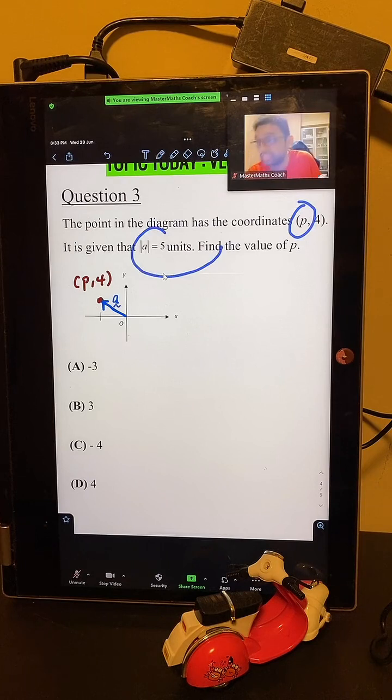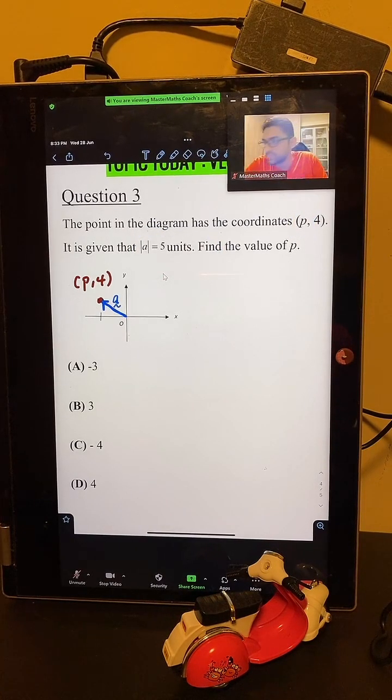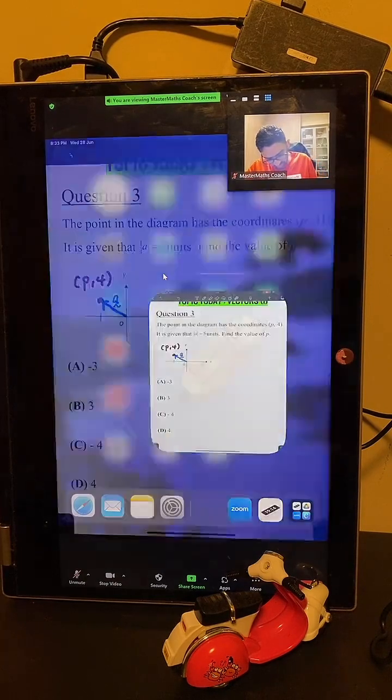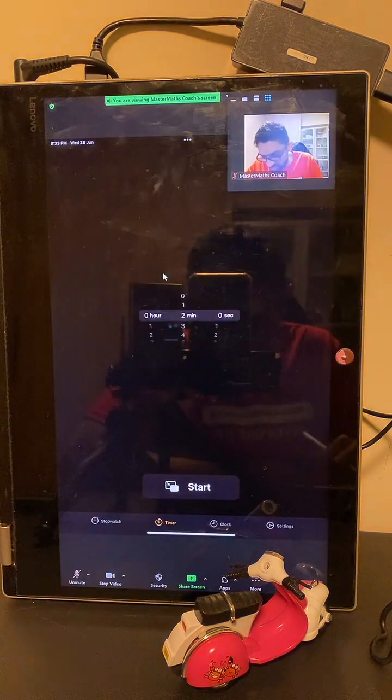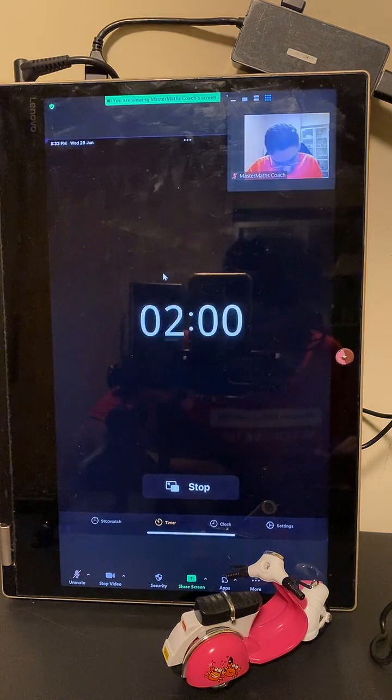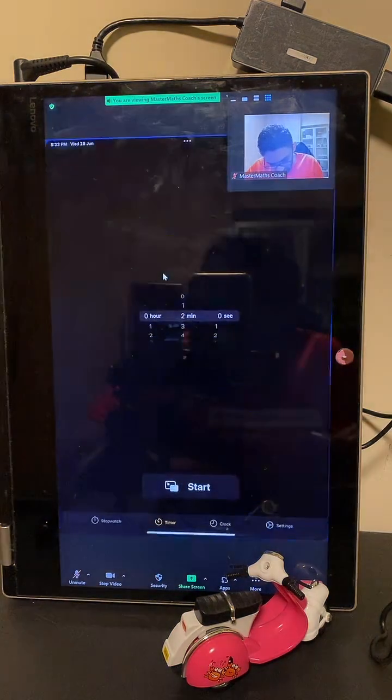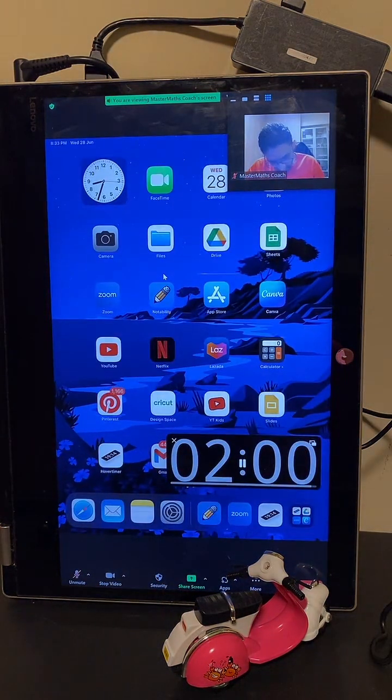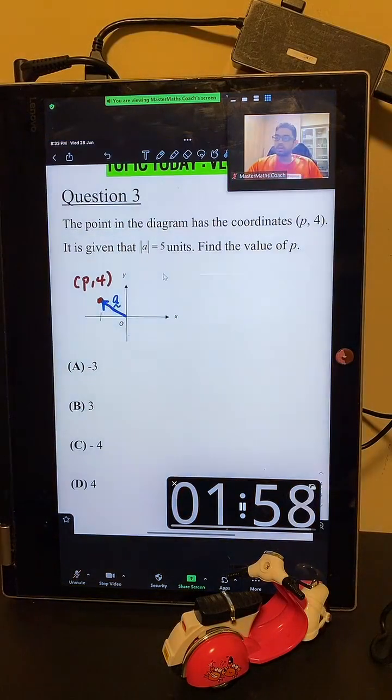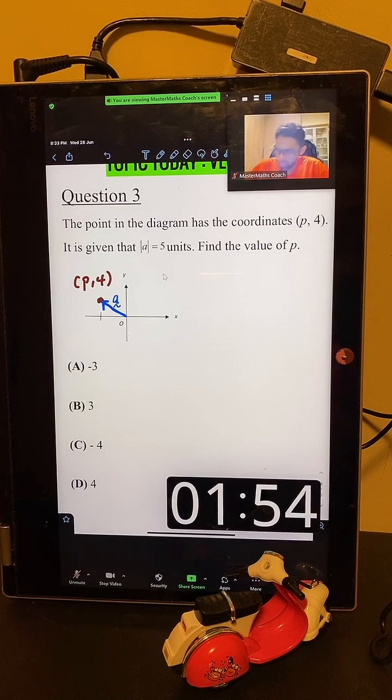Because you're given the magnitude of this vector. Friends, I think you just need 2 minutes for this. Just 2 minutes is good enough. Let's go. Pythagoras, yes. That's possible as well.